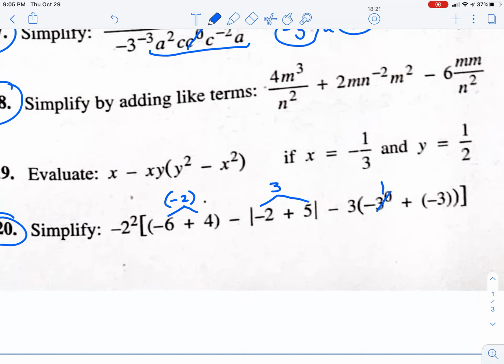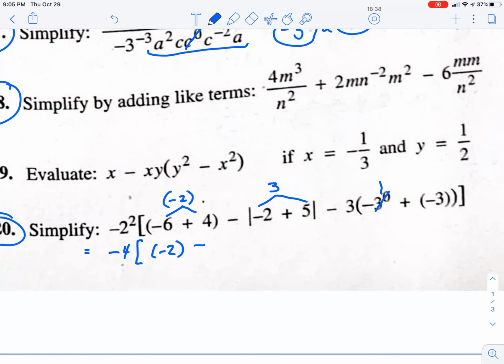So let's rewrite what we have. -2 to the second power is going to be a -4. Remember that power of 2 is only affecting the 2. It's not affecting the negative sign, so you have to keep the negative sign there. Inside the parentheses, we're going to have a -2 minus 3. Absolute value of 3 is 3.